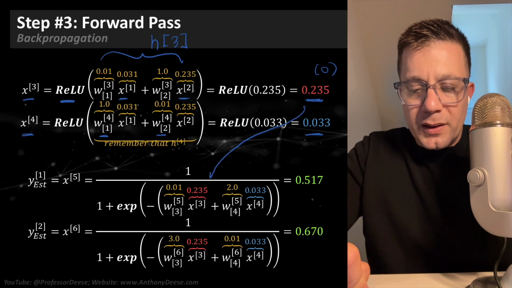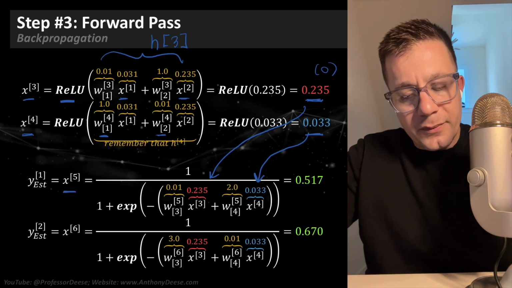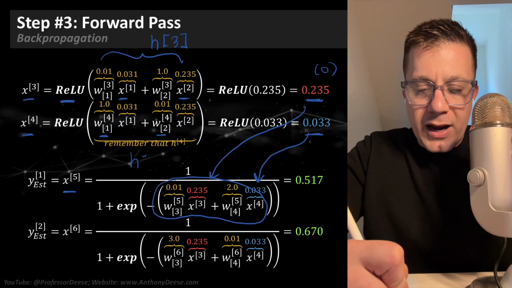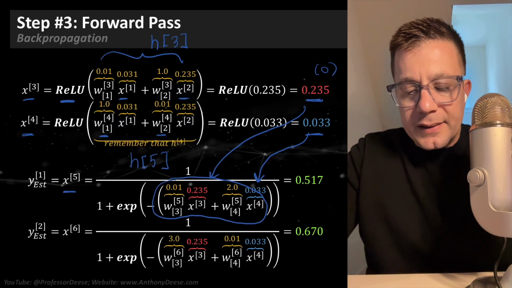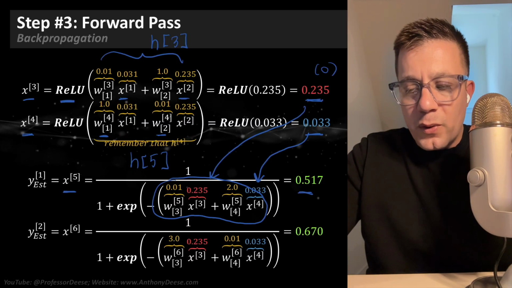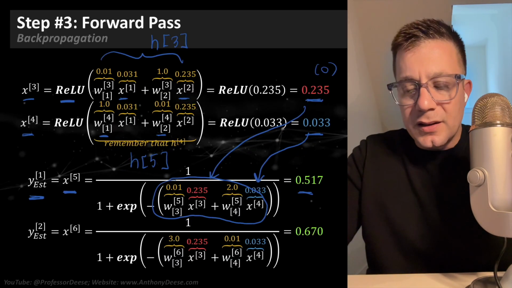These values will be fed down to the output layer, where we calculate x5 as the weighted sum again, and this weighted sum would be h5. So we have our weighted sum, we apply to it the sigmoid activation function. This yields a value of 0.517 for x superscript 5. That's also the same as the first estimated output.